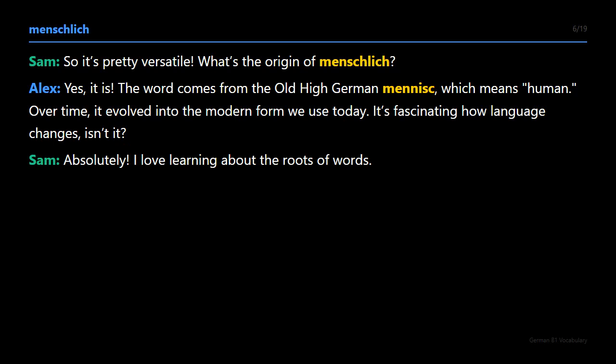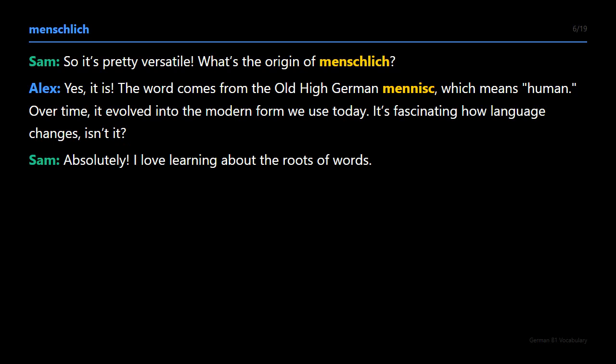So it's pretty versatile. What's the origin of menschlich? The word comes from the Old High German, Mennesk, which means human. Over time, it evolved into the modern form we use today. It's fascinating how language changes, isn't it? Absolutely. I love learning about the roots of words.